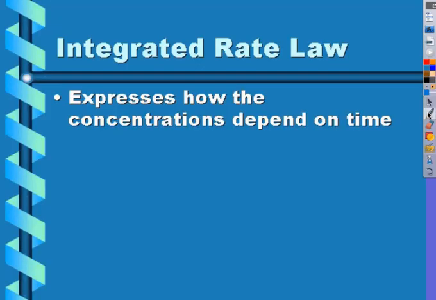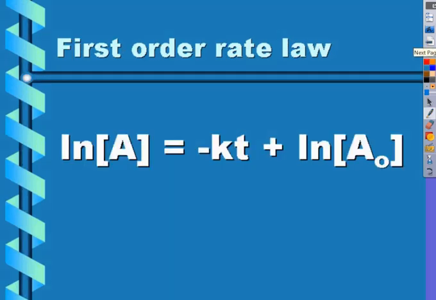So the integrated rate law expresses how the concentration depends on time. The previous rate law that we've talked about is concentration and rate. So we know it's integrated if it's concentration and time. First order is ln of concentration equals negative kt plus ln of initial concentration. This one is also on your formula chart, but on your formula chart it's not written in this format.